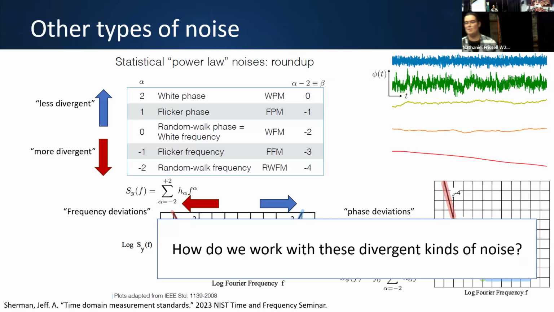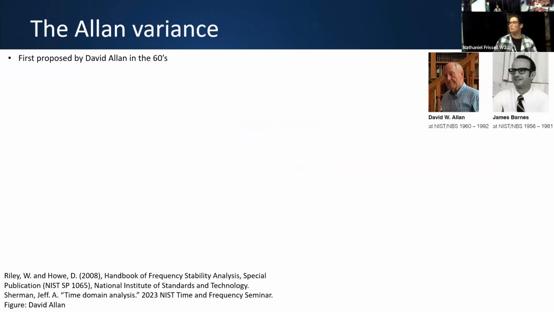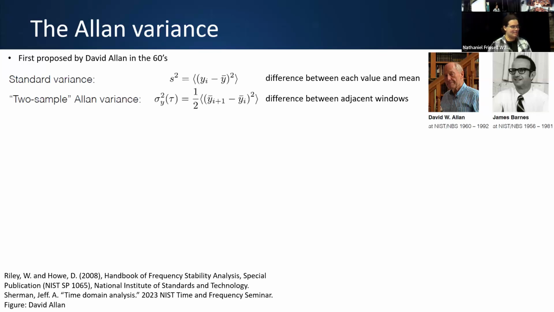The question then becomes, great, we can model these things. How do we make sense of data that have these noise processes? Title of the talk, you might have guessed, one tool is the Allan variance. It was first proposed by Dave Allan in the 60s at NIST. These two individuals were key in getting this whole thing started, and it was proposed as a tool to characterize clocks and oscillators. The core idea is that with the standard variance or standard deviation, you take differences from each value to a mean, and when that's not stationary, that diverges. With the Allan variance, you're only looking at adjacent windows in data.